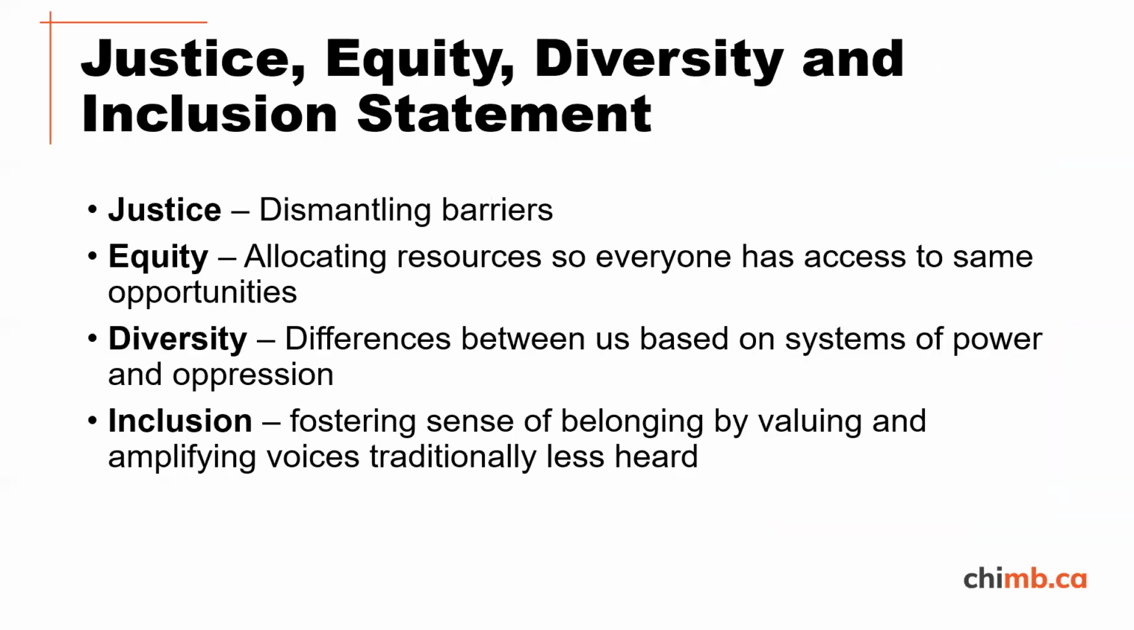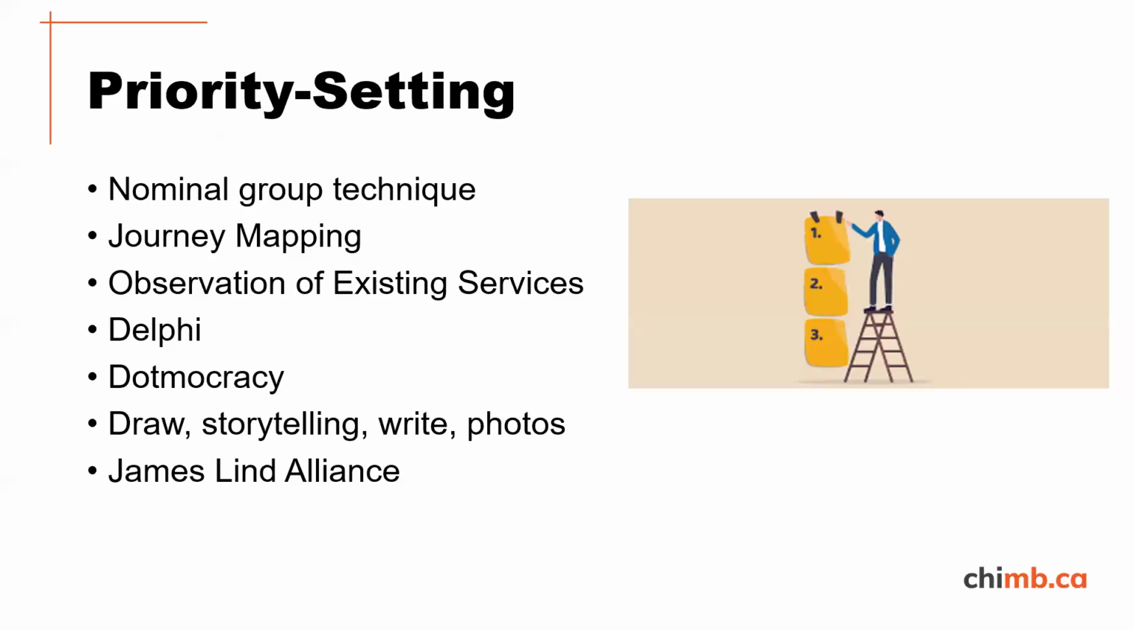And then a justice, equity, diversity, and inclusion statement. For justice, we're talking about dismantling barriers. When we're talking about equity, allocating resources so everyone has access to the same opportunities. When we're talking about diversity, differences between us based on systems of power and oppression, and then inclusion, fostering a sense of belonging by valuing and amplifying voices traditionally less heard. So you can go through each of these elements with the group as well.